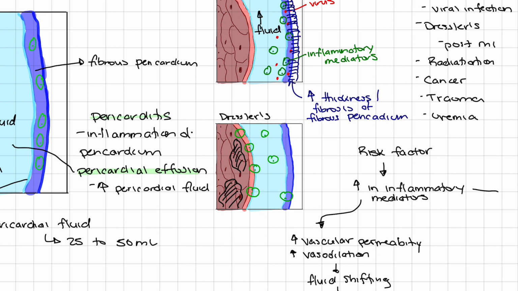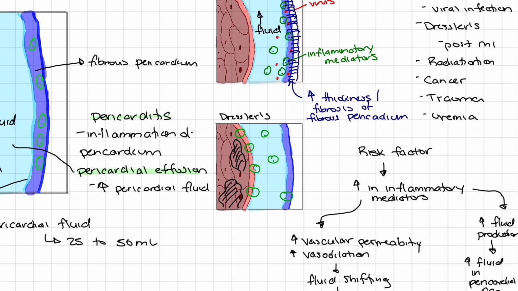Another thing is this increased inflammatory mediators can lead to an increase in fluid production. So we start to see increased fluid production, which is going to lead to increased fluid in the pericardial sac. So we have an increase in inflammatory mediators, which is increasing vascular permeability and vasodilation, leads to fluid shifting and edema, which primarily affects our fibrous pericardium. So the fibrous pericardium thickens and stiffens. We also have an increase in fluid production, which is going to lead to increased fluid in the pericardial sac, which can restrict movement of the ventricle.